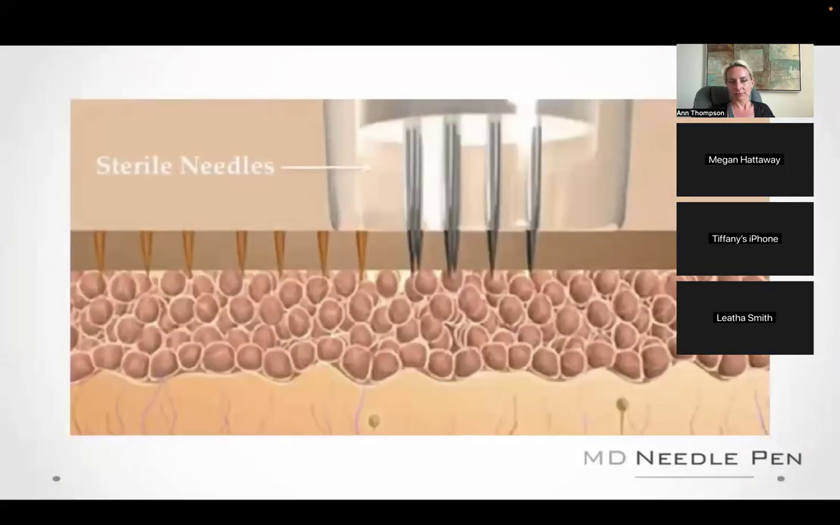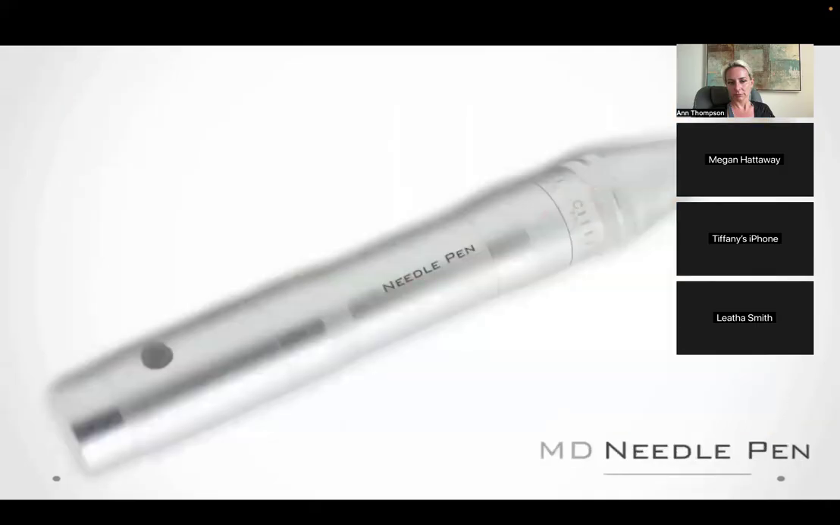The motorized technology of the MD needle pen has the ability to adjust the sterile needles to depths ranging from 0.25 to 2.5 millimeters. These variable depths allow for the treatment of deep wrinkles and acne scars, in addition to delicate areas around the lips and eyes.